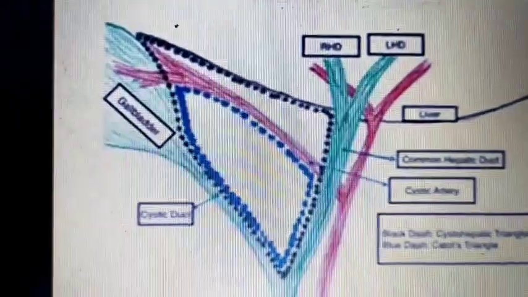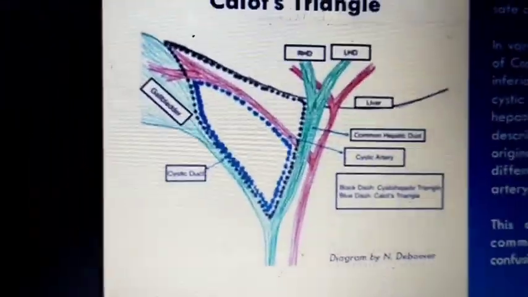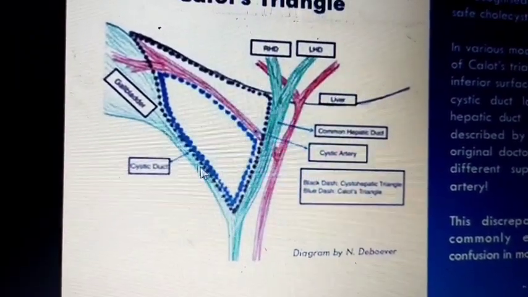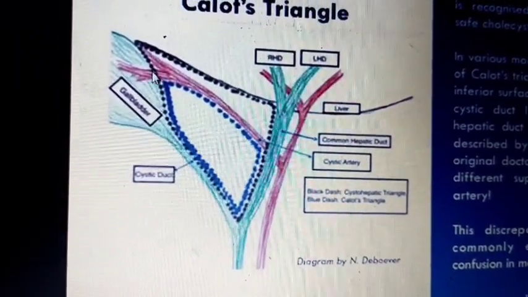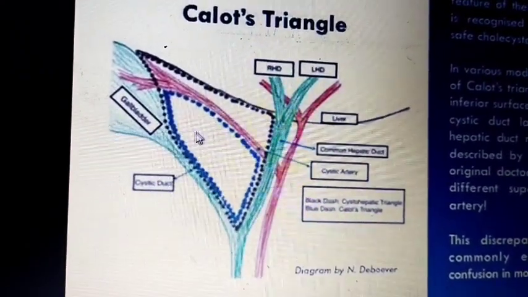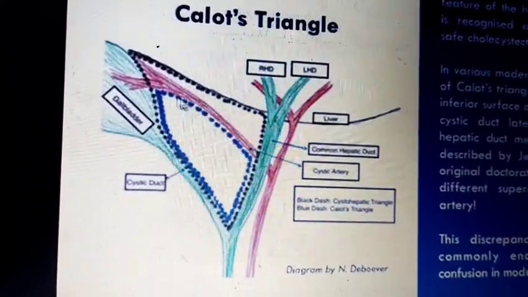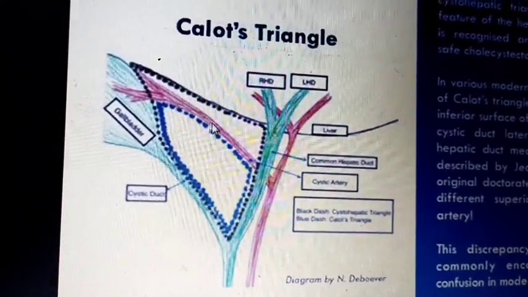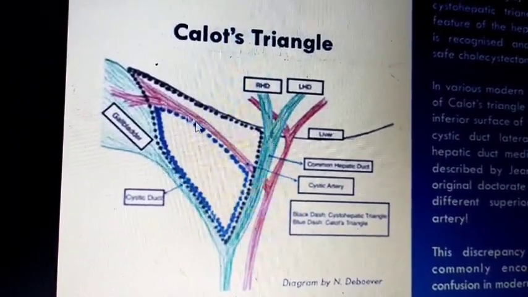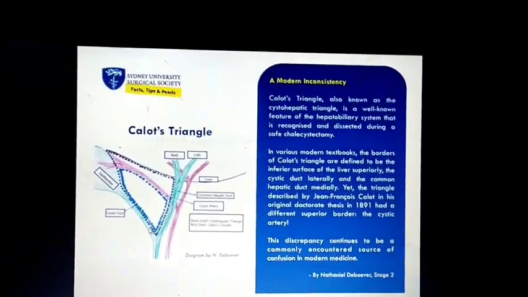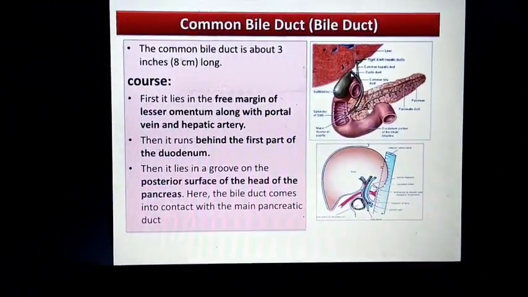You can see here there are two triangles. This is the hepatocystic triangle, which is nowadays considered the actual Kellogg's triangle. Before, the Kellogg's triangle was considered to have its superior border formed by the cystic artery, with the common hepatic duct and cystic duct. Okay, you can go for the next slide.